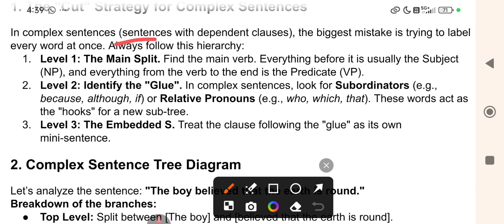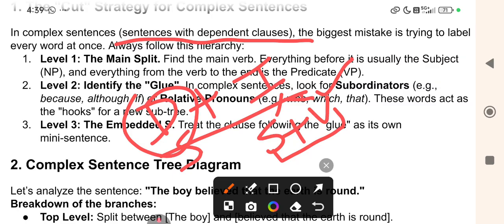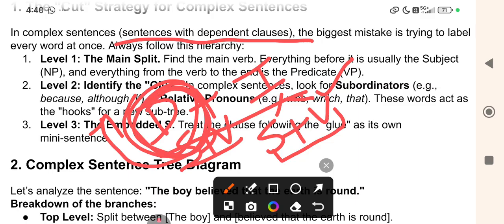You know that in a complex sentence there are two parts, a dependent clause and an independent clause. An independent clause means subject plus verb that makes a complete sentence. In a dependent clause, a subject plus verb combination is there, but it does not make a complete sentence. So in a complex sentence there is a dependent clause.